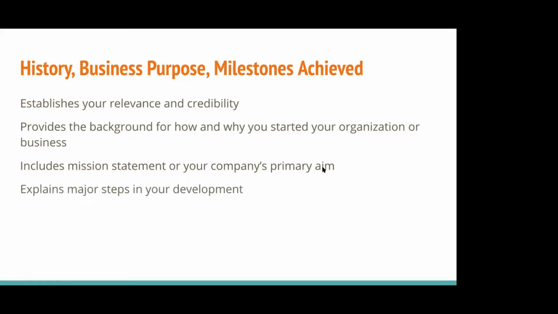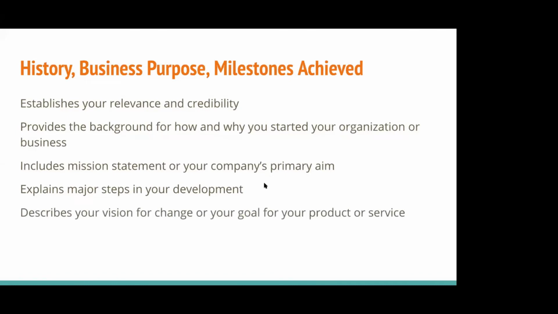This section will explain major steps in your development. Now, this wouldn't be every single thing that you did. First I bought a building, and then I hired staff, and then I did this, and then I did that. They're really just looking for major achievements, accomplishments of growth. When you started, when you really launched something big, when you hit a big achievement or a big milestone in your goals. Those are the things you want to talk about here.